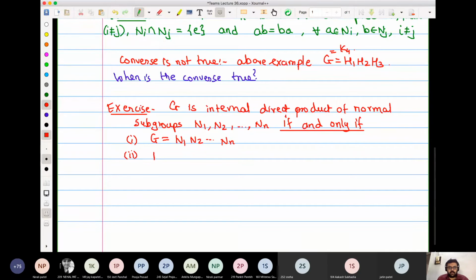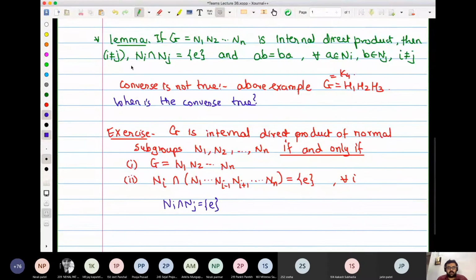So this says that Ni intersection, not Nj, but the product of N1 up to Ni minus 1 and Ni plus 1 up to Nn, is trivial for all i. And then these form a direct product. Is it clear? So we don't need just Ni intersection Nj trivial. This may be true, but we cannot conclude. As I said, the converse is not true.